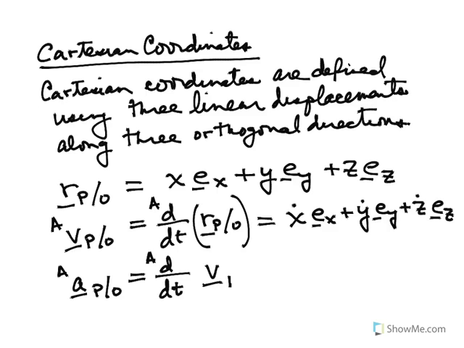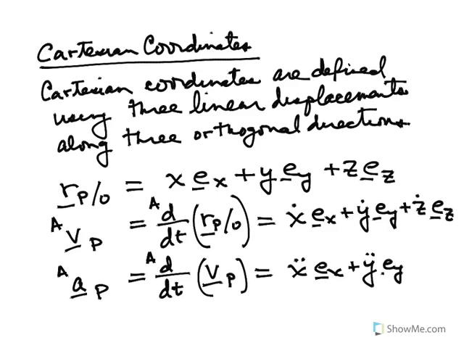Sorry, there's no slash O here. This is my notational error. Let's fix that. This is VP. And then there's no P slash O here. It's just the acceleration of P. So you'll see that this is equal to X double dot EX plus Y double dot EY plus Z double dot EZ. And that's all we need for Cartesian coordinates because the basis vectors are fixed in the frame in which we're taking the rate of change, so the only thing that changes are the components. So that's the description for Cartesian coordinates.